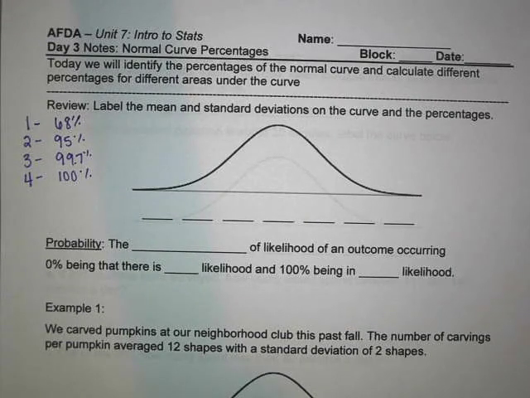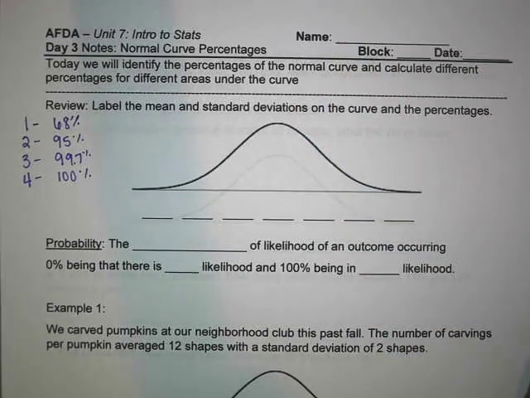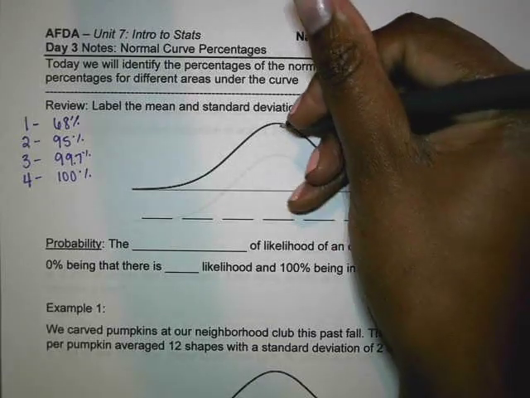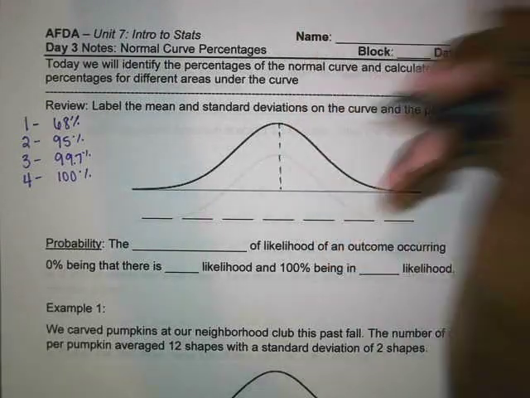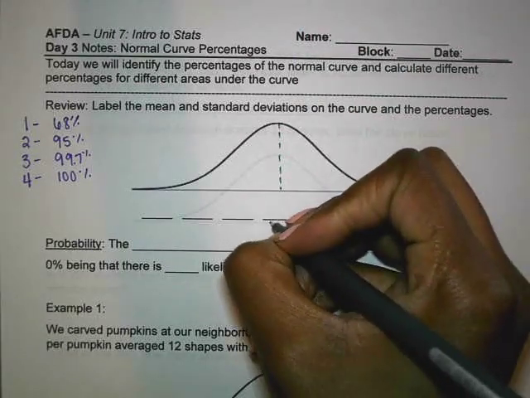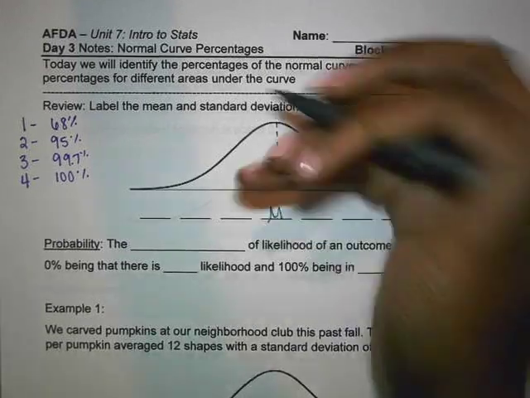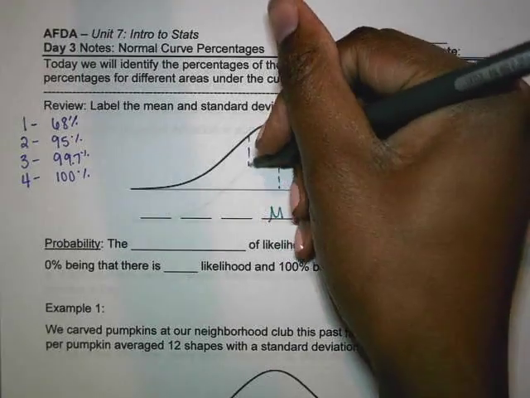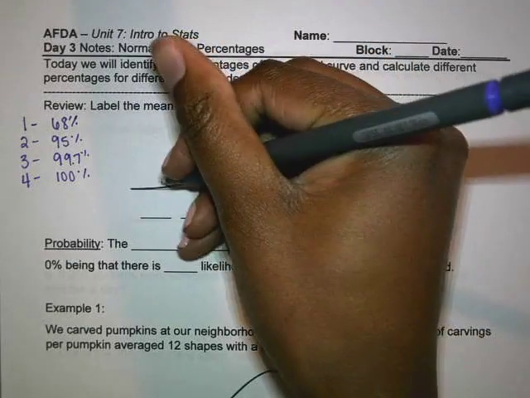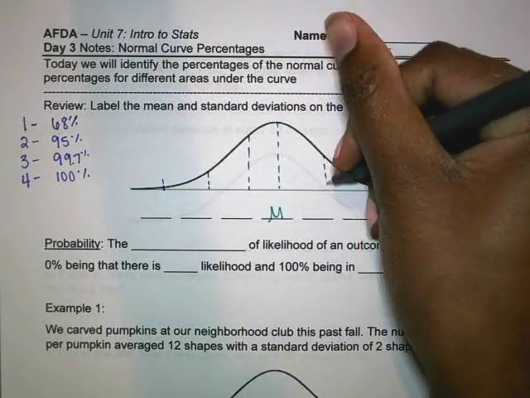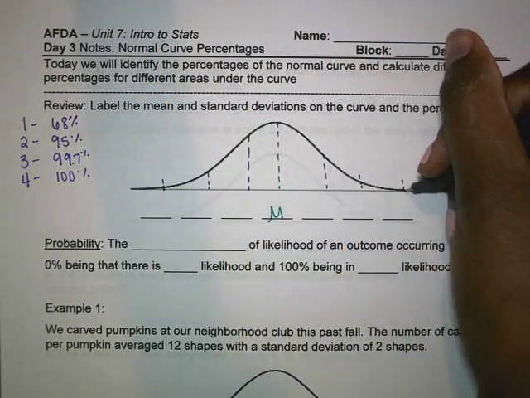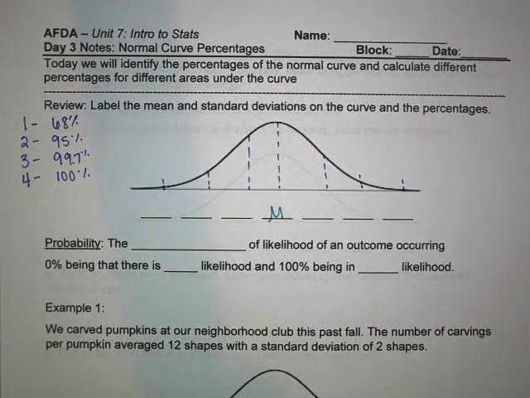All right, so let's label my curve. It says label the mean and standard deviation of the curve and the percentages. So there's no numbers here, but we don't need them. My mean goes in the middle. And then I'm going to go 3 deviations out. It's okay that it's not completely lining up with the graph. Perfectly fine.